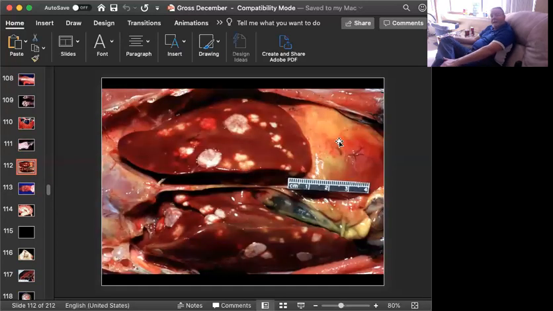Okay, this is an older picture, but it's a great picture. And this is tissue from a heron. Can you give me a morphologic diagnosis and a cause?